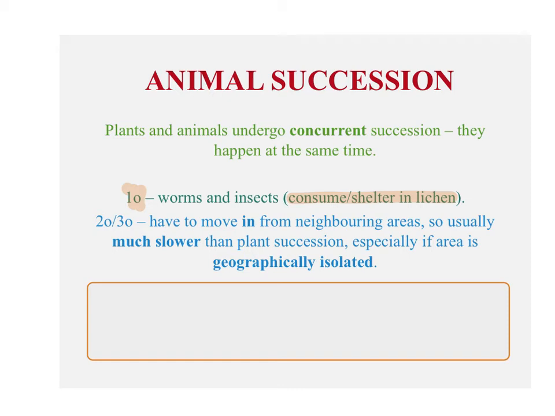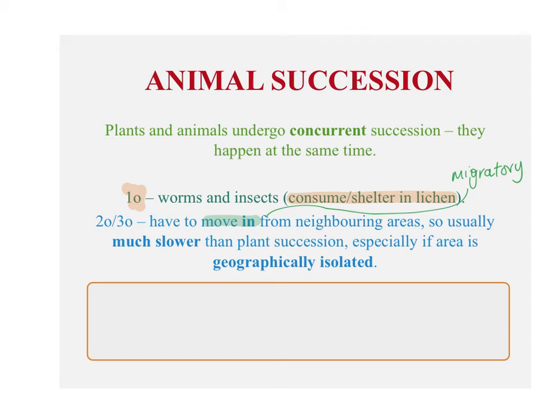However, when we get to the secondary and tertiary and moving towards a climax community, organisms and plants that are mobile or motile have to move in from neighbouring areas. So there's got to be a migratory process after a period of exploration in that area. So the animals will have to come in, see what they like about the area, decide if they want to live there.